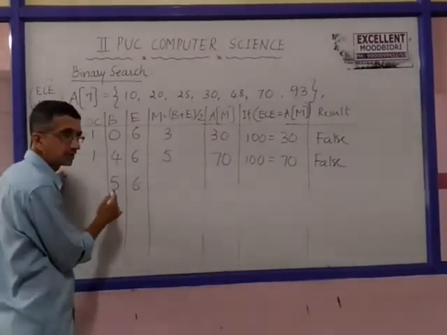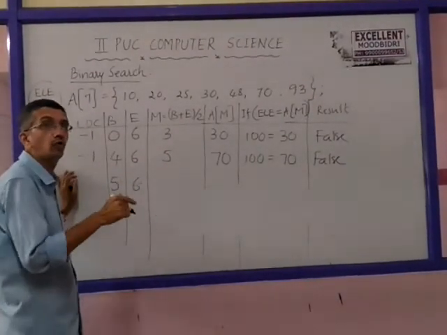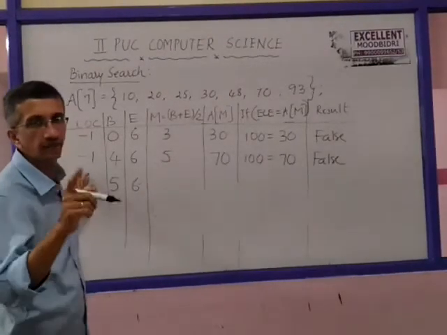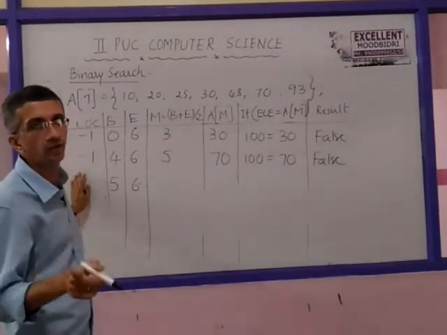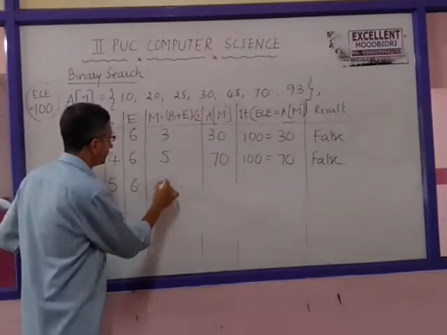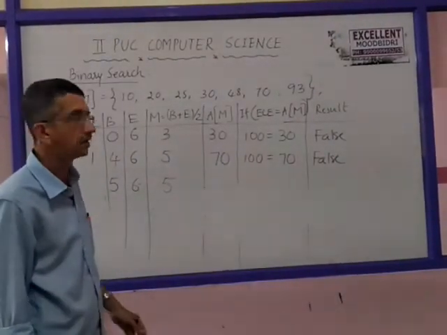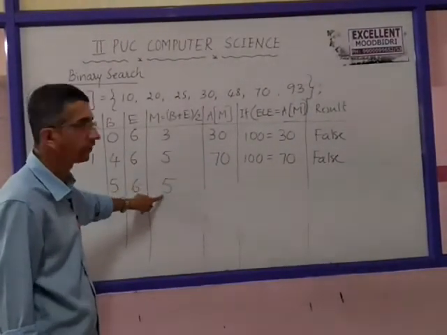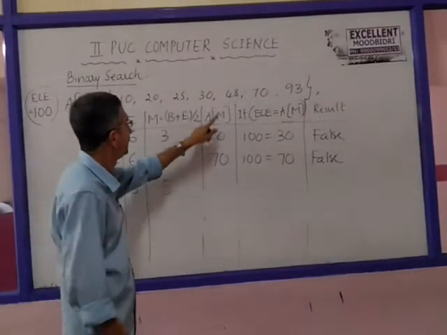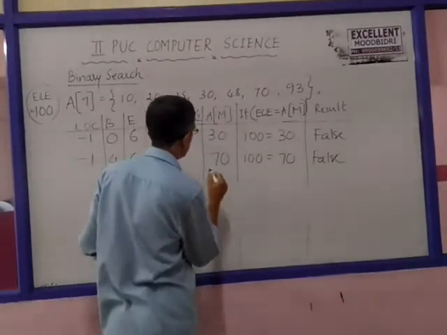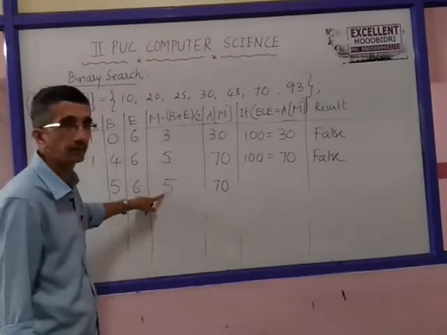Find out the middle. Beginning plus end by 2. 5 plus 6, 11 by 2. How much? Integer division. 11 by 2, though it is 5.5, you must take it as 5 only. Integer division, 5. Again same thing. Mid is 5. A of mid is 70.